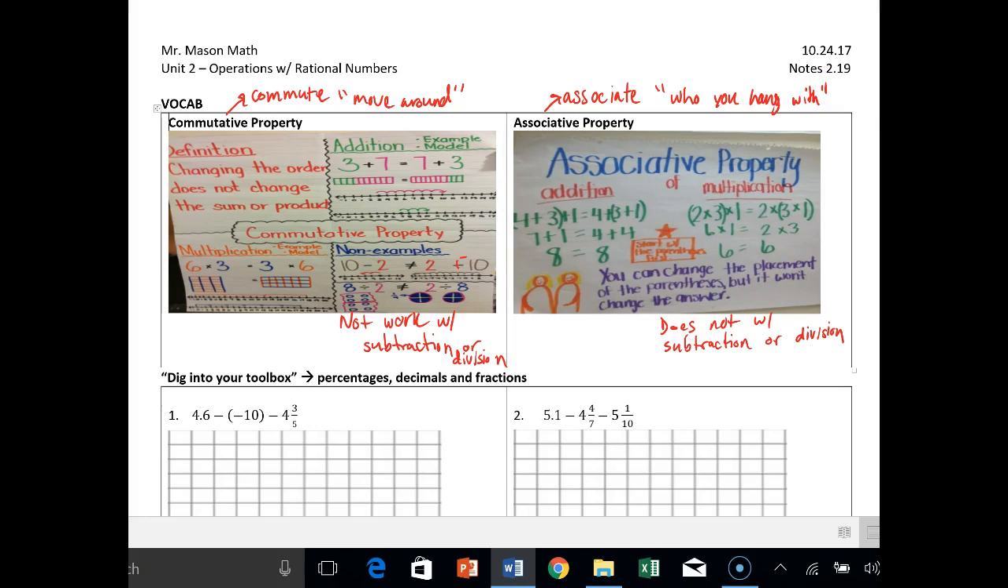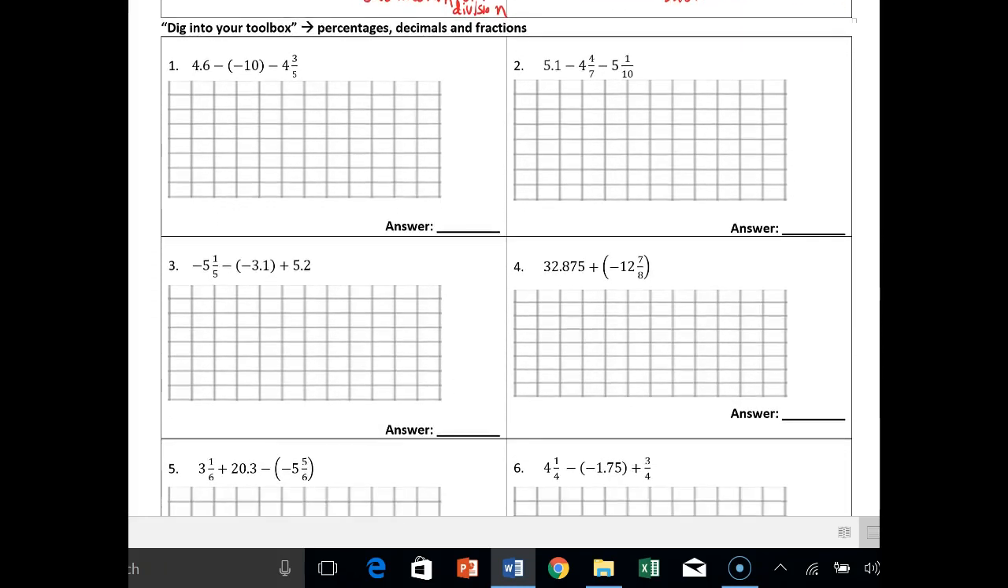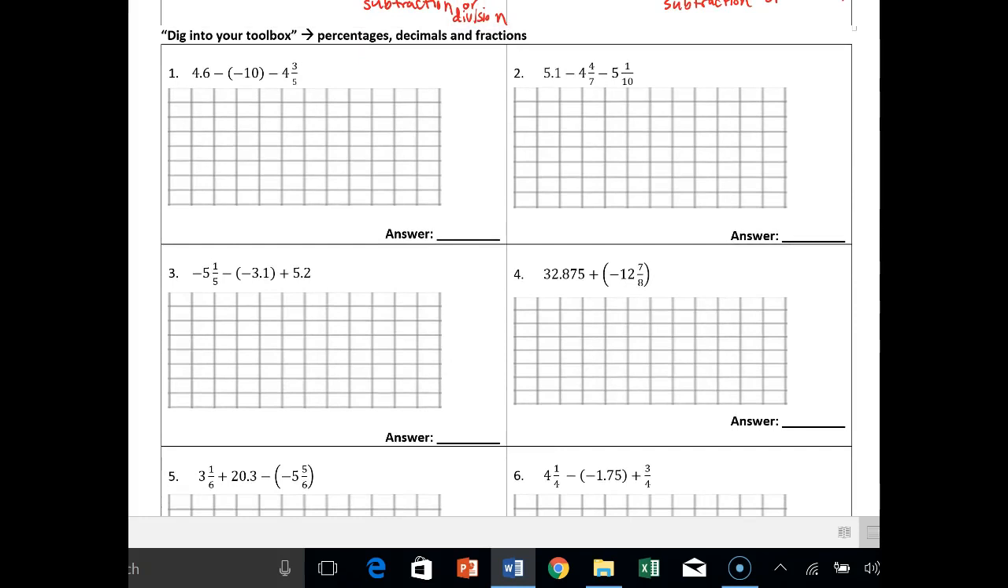So now we can use these properties to dig into our old toolbox to figure out these different rational number problems. On the surface they look like very complicated problems, right? But knowing how to convert fractions, decimals, and percents, and how to add, subtract, multiply, and divide fractions, these actually won't be that difficult. The first thing you always want to do is go through and look for subtraction. So write that down. Look for subtraction. And when you see that, you want to change that to adding the opposite. So here, minus negative becomes plus a positive, and then minus becomes plus a negative.